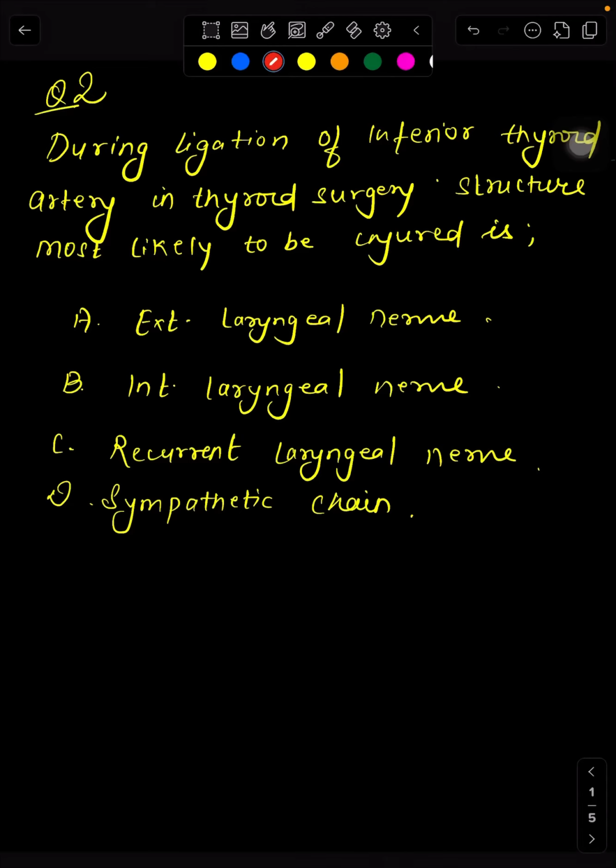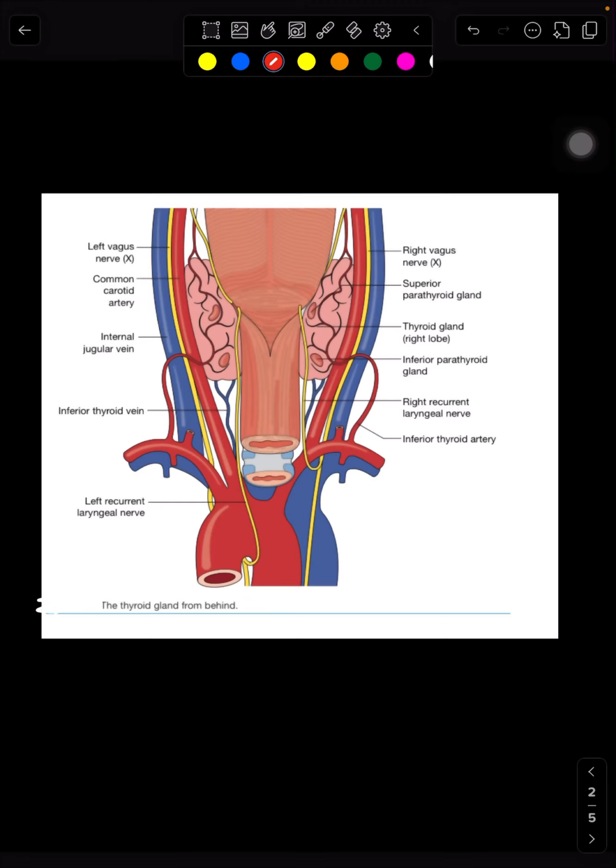So today's MCQ is: during ligation of the inferior thyroid artery in thyroid surgery, the structure most likely injured is the external laryngeal nerve, internal laryngeal nerve, recurrent laryngeal nerve, or sympathetic chain. To understand this question, we first have to understand this diagram.